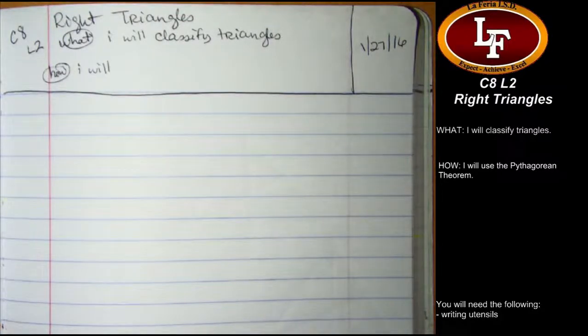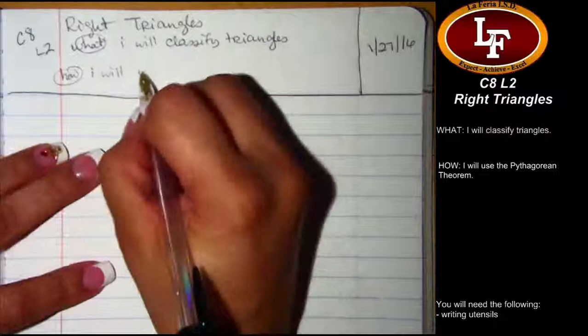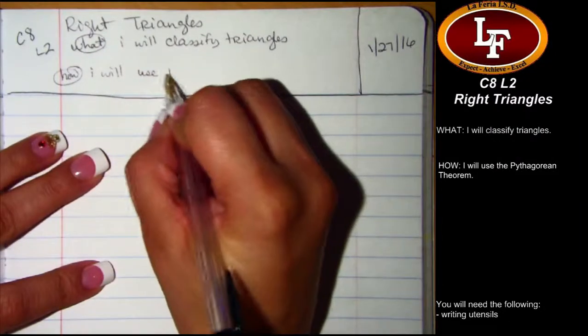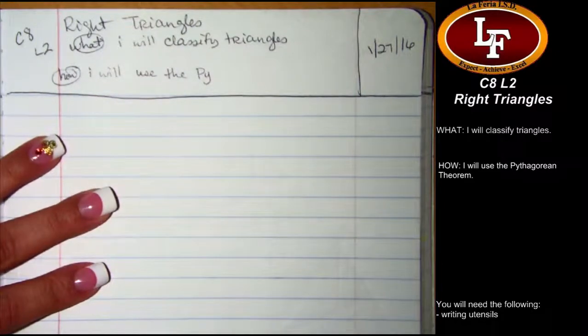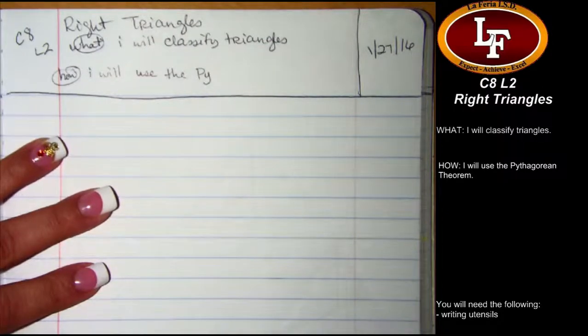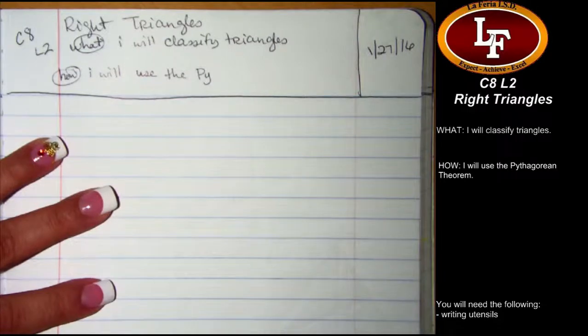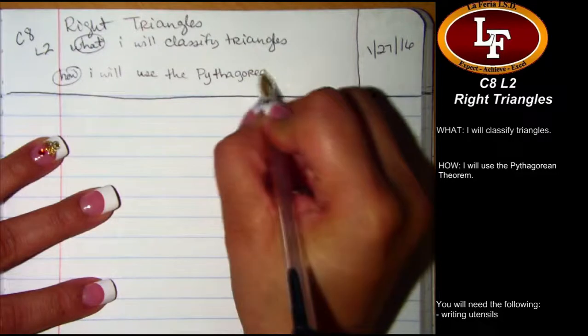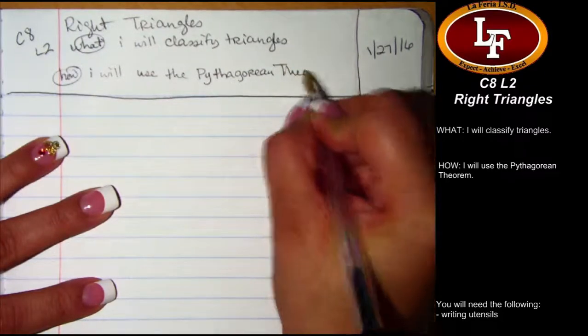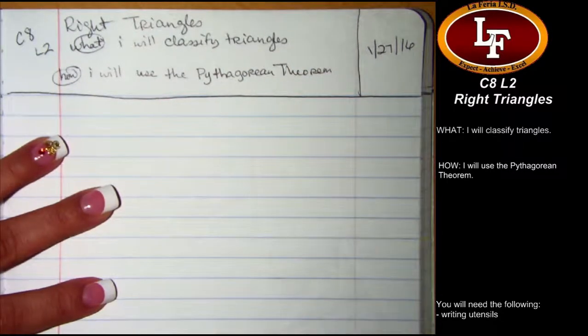I know, right? How are you going to do that? Here's how. So I'm not going to be giving you any information about the angle measures. So in order to classify them, we're going to be using the Pythagorean Theorem.